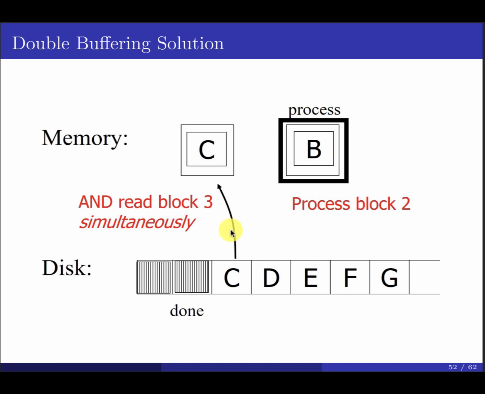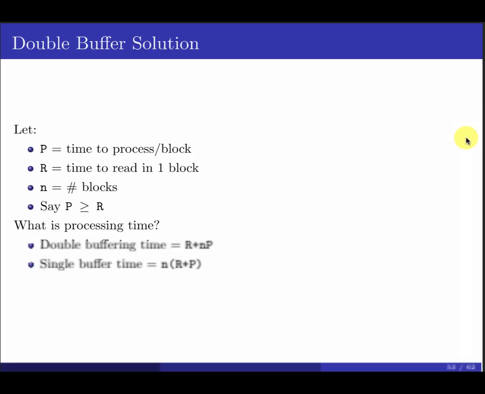Of course, we don't have a double buffer, but we have a large buffer here, so we can use this one in order to speed up the access. Let's compare the processing time using the double buffer compared with the naive solution when you have only a single buffer.